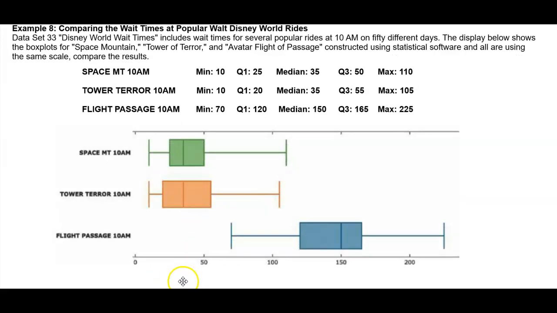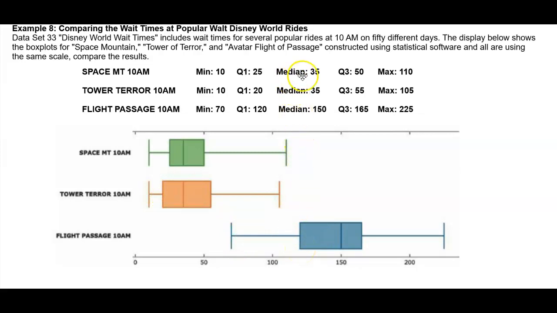Okay, so let's take a look at the numbers here. For Space Mountain, we see that the minimum is 10. The Tower of Terror has a minimum of 10. And for Flight of Passage at 10 a.m., the minimum was 70. Now for Space Mountain, quartile 1 is 25. Quartile 1 for Tower of Terror is 20. And quartile 1 for Flight of Passage is 120.